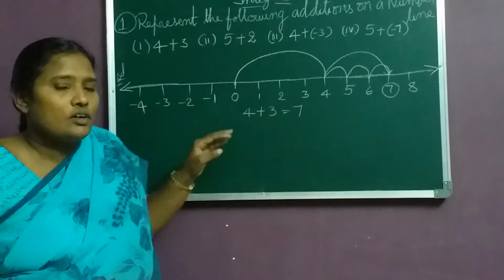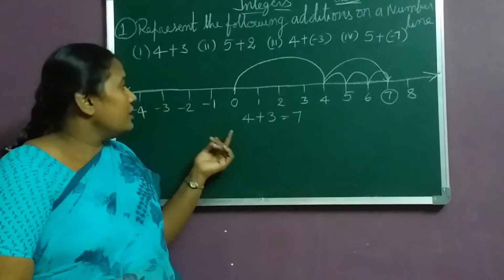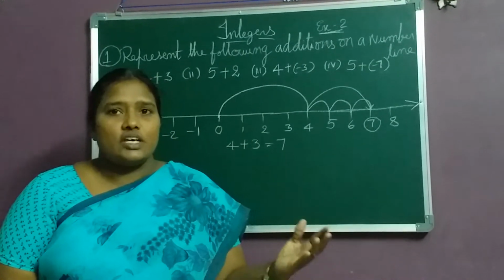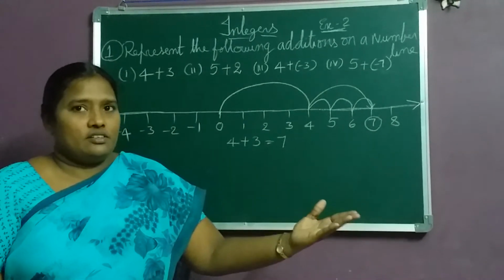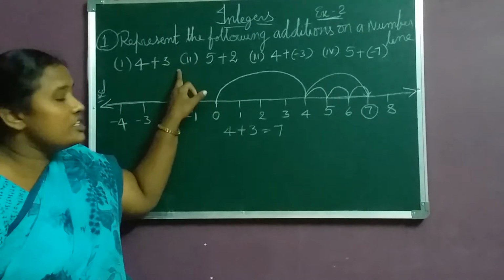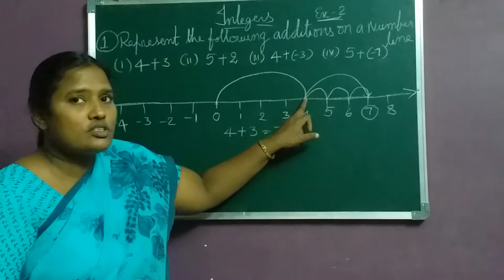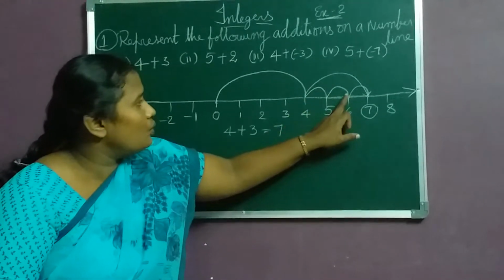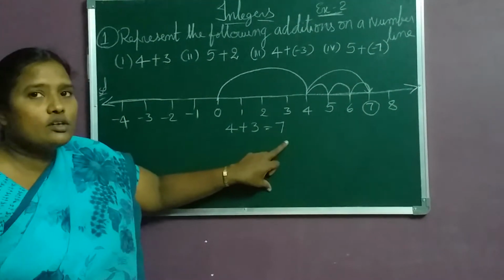Here, one thing you want to remember. When you add the positive integer, we should move rightward direction. See here, add the positive integer, we should move rightward direction. 1, 2, 3. See here, 4 plus 3 is equal to 7.